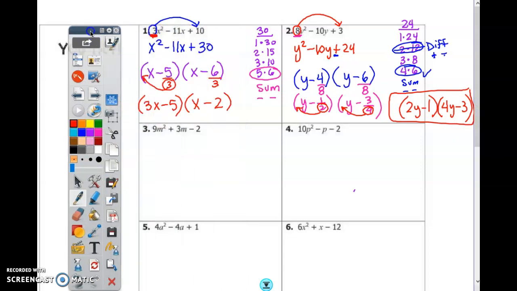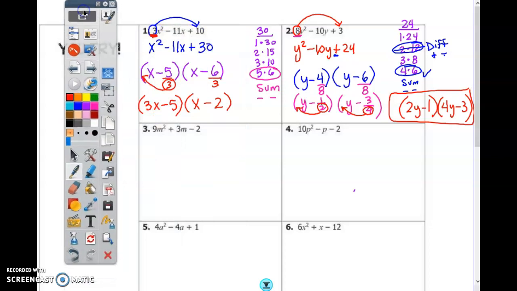I'm only going to practice 2 more with you, and then we're going to start the quizzes. So I'm going to do problem 3, and then go down and do one of those. So right here, we're multiplying 9 times -2. What does that give you? -18. So m squared plus 3m minus 18.